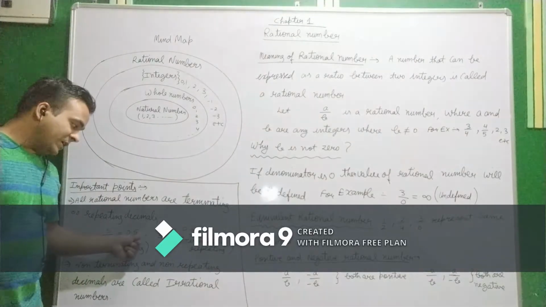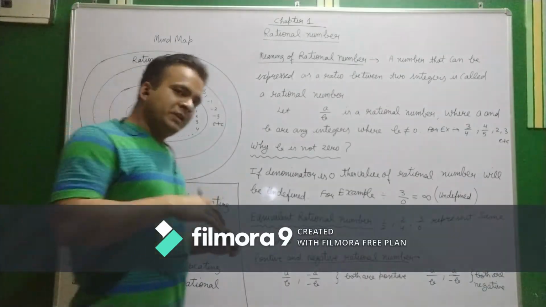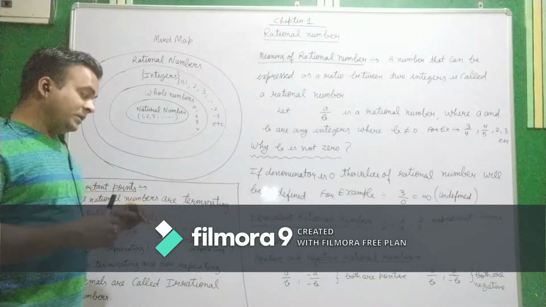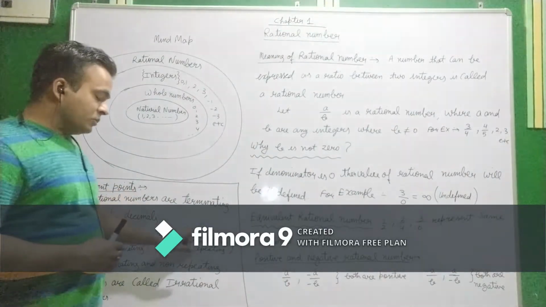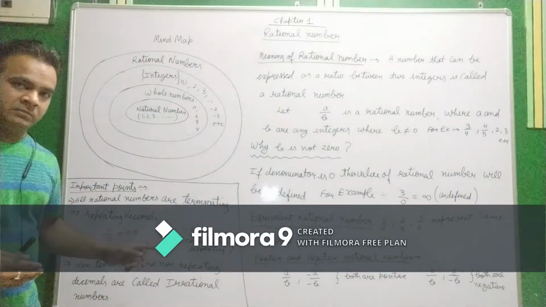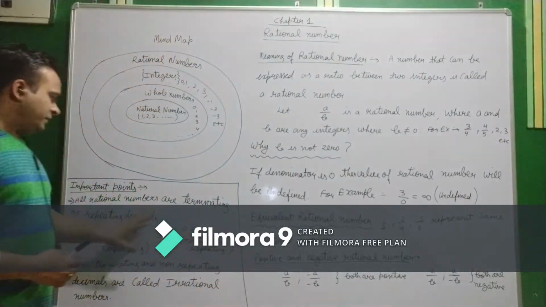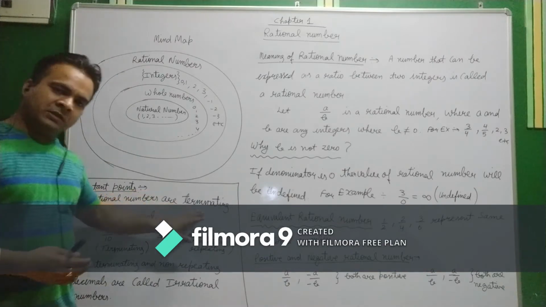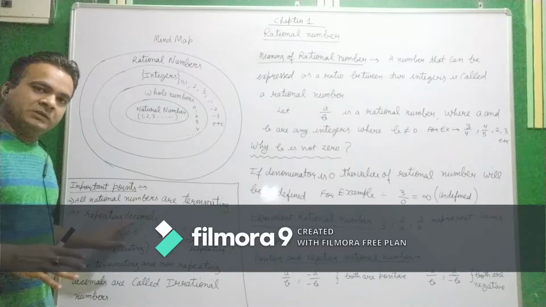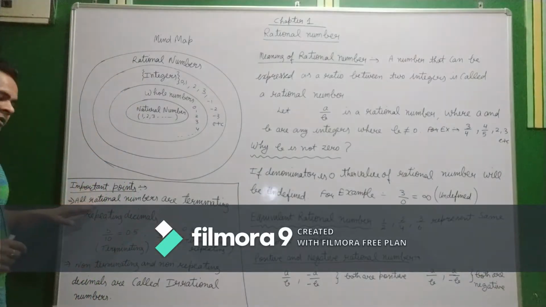It means after 5 nothing will come. But if you divide 2 by 3, you will get 0.666666. It means it is a repeating term because 6 is coming again and again. But it is non-terminating. There is no terminal point. If numbers are terminating decimals, or non-terminating but repeating decimals, they are called rational numbers.